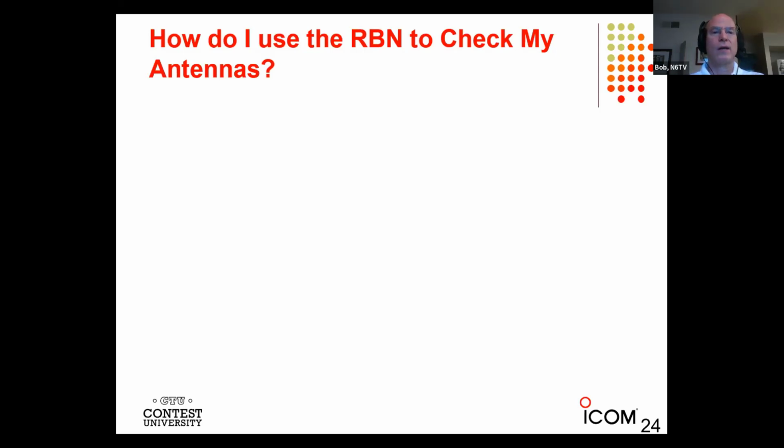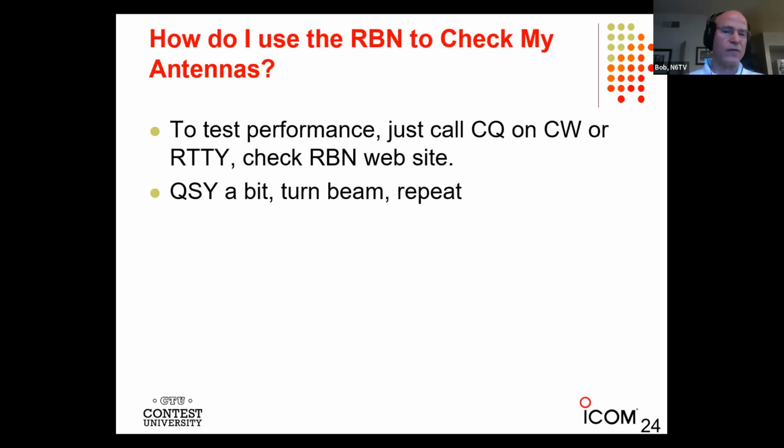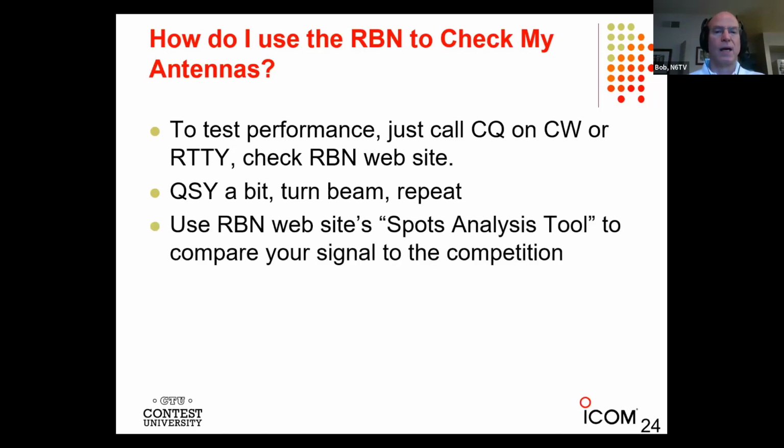So how can I use the Reverse Beacon Network to check antennas? Well, it's not too hard. You just call CQ on CW or RTTY, and then within a few minutes, you'll be spotted on the reverse beacon website. And then you can QSY a little bit, turn the beam again, or try a different antenna, and then repeat the CQ, and you should get 2 different signal reports. I'm going to go back and forth a couple of times. That's one way to do it.